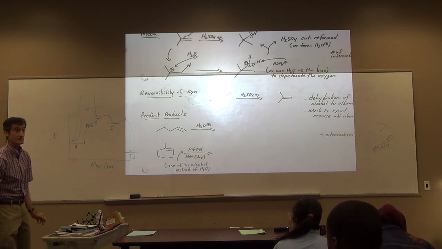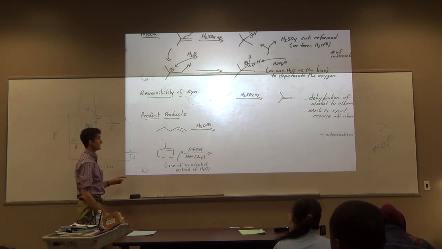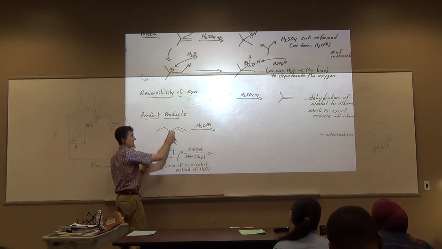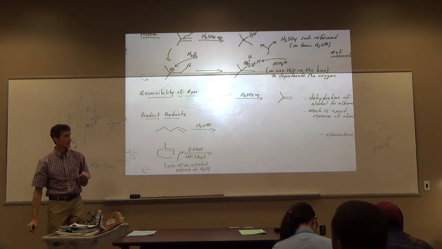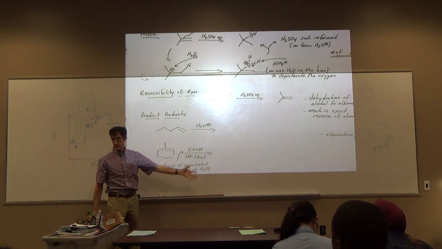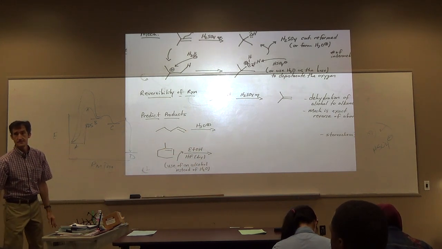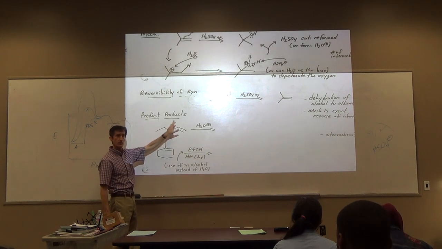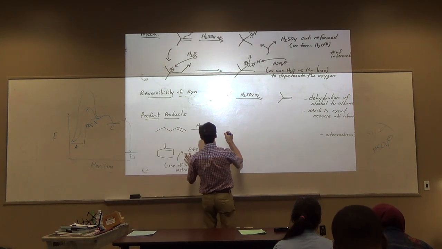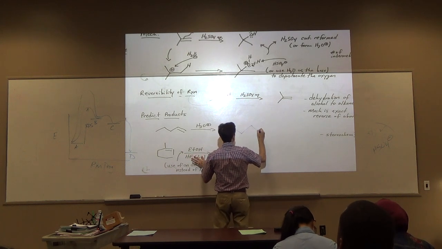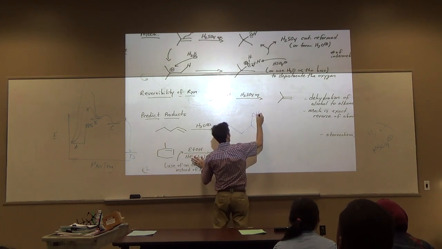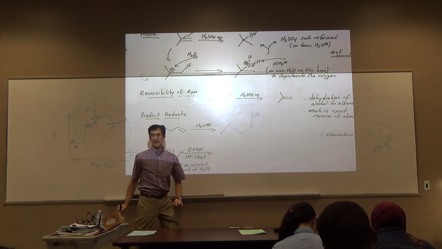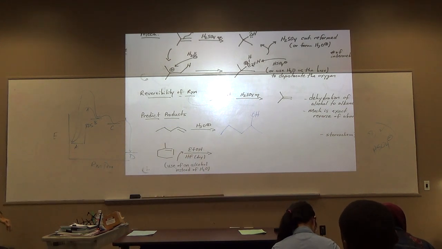It's going to make the carbocation here. What attacks the carbocation in this reaction? Water. There's no halide here. And after water attacks, then we lose an H from that oxygen. We've seen the mechanism. What's the product here? An alcohol then? Yeah. There's your product.